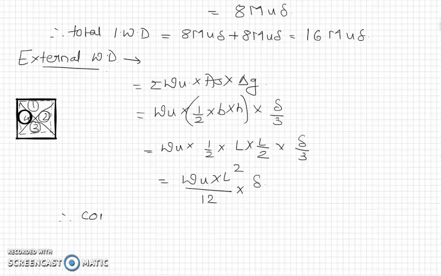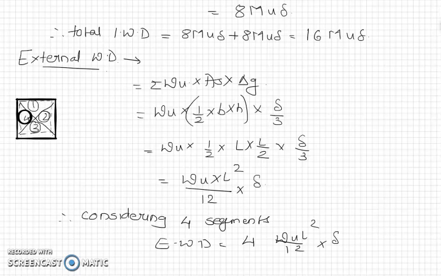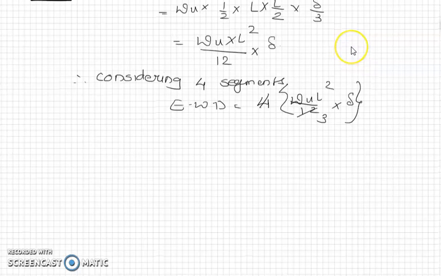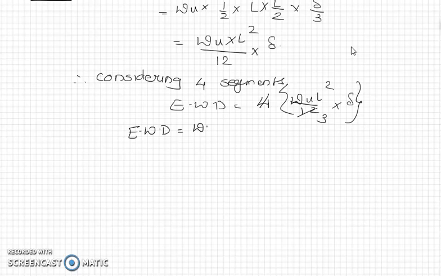Therefore, considering 4 segments, external work done will be equal to 4 multiplied by WL square by 12 into delta, which is equal to this. Just cancels out and you get WL square by 3 into delta. So, the final equation for external work done is equal to WL square by 3 into delta.